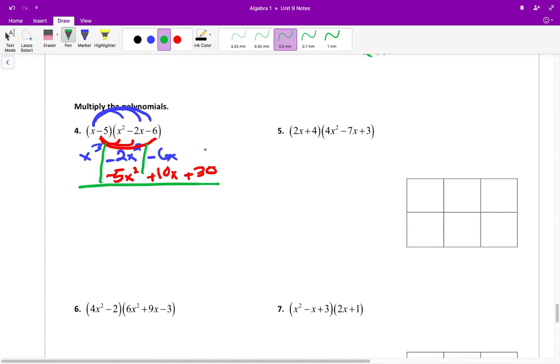So x cubed has nothing to combine with. It's still just x to the third. Negative 2 plus negative 5 is a minus 7x squared. Negative 6 plus positive 10 is a plus 4x. And then 30 has nothing to combine with, so it's just plus 30. Which I think is kind of nice. By lining these up, it makes it go pretty quick.